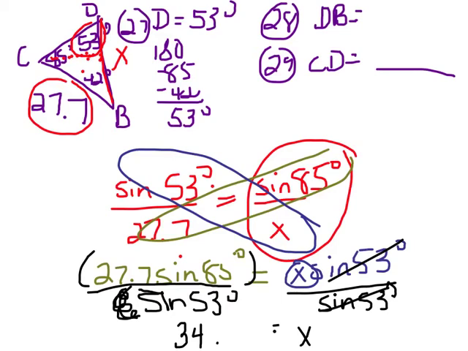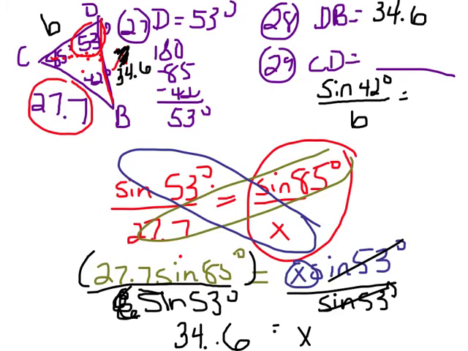34.6. Good. 34.6 would be our missing x there. Y'all want to use, let's see, I can use either of the angles now, because look, I have the other sides filled in, so I got numbers on them. Do you want to use angle D or angle C? Angle C. Okay, so we're going to pick angle C.